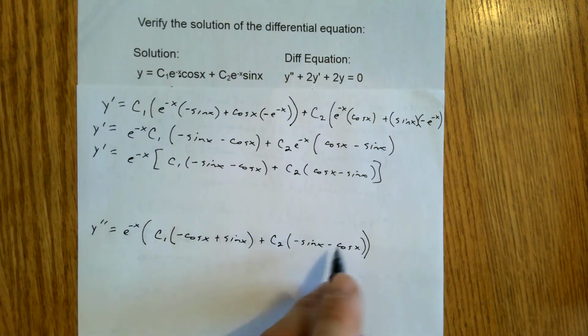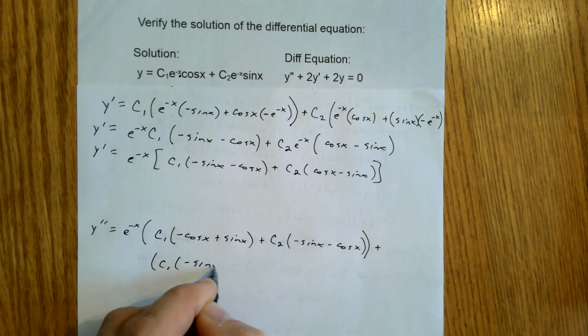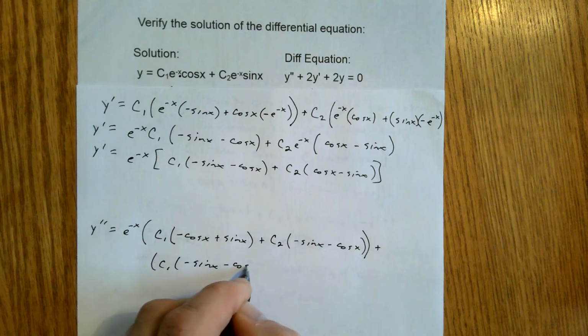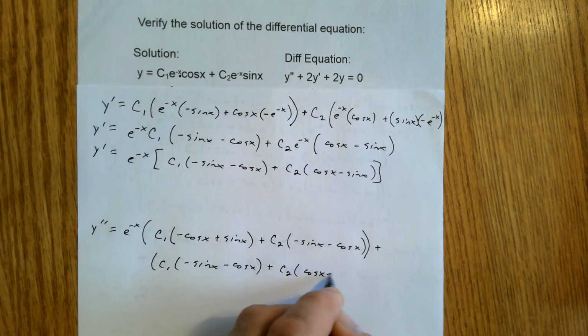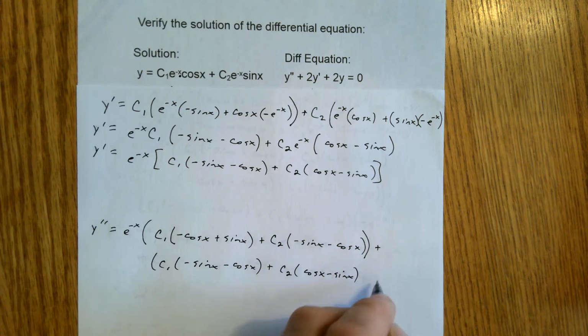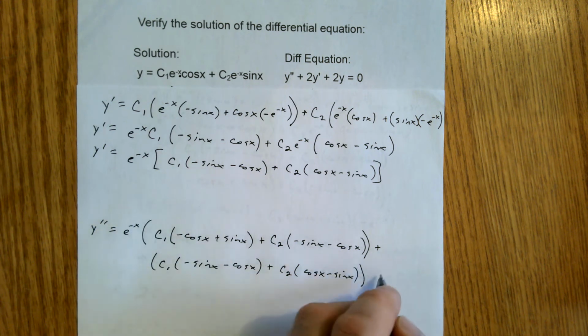So it's going to be e to the negative x times that. And to that, I'm going to add my second term, which is c sub 1 times the negative sine of x minus the cosine of x, plus c sub 2 cosine of x minus the sine of x, and then times the derivative of my first, which is negative e to the negative x.